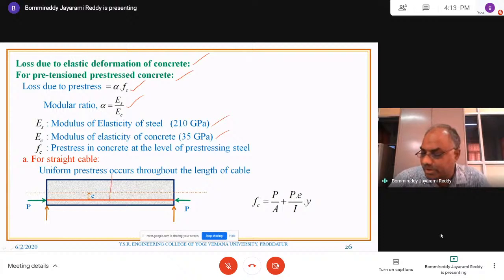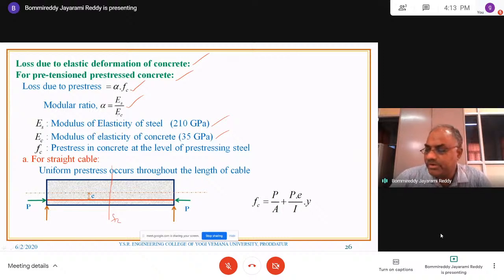Say for example, if you want to calculate the stress across this section, at this point the stress in concrete is Fc. What is that value Fc? How to calculate the Fc value is now more important.